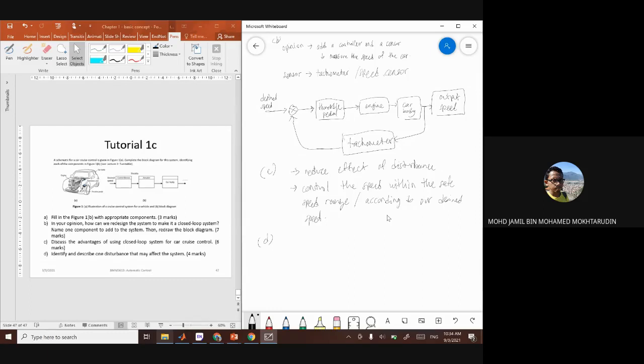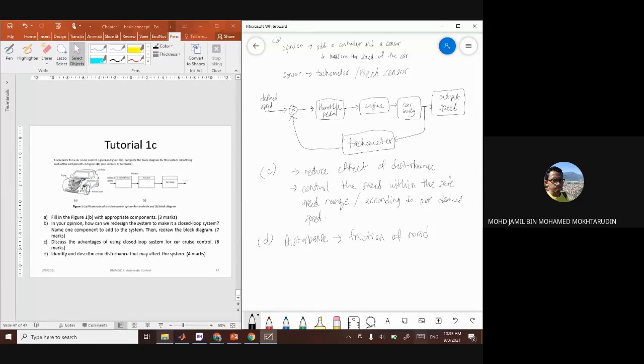So question D: identify and describe one disturbance that may affect the system. A disturbance is something that might reduce or increase the speed of the car. For example, we can say friction off road. Let's say you drive on a highway, the road is fairly smooth, then suddenly you encounter a road which is still underdeveloped, not tarred yet, for example. Then there will be friction between the road and the tires, and you need to press the pedal more.